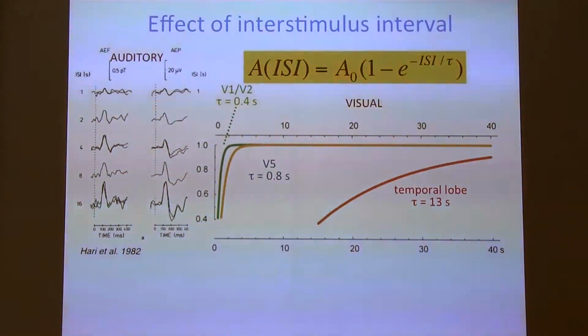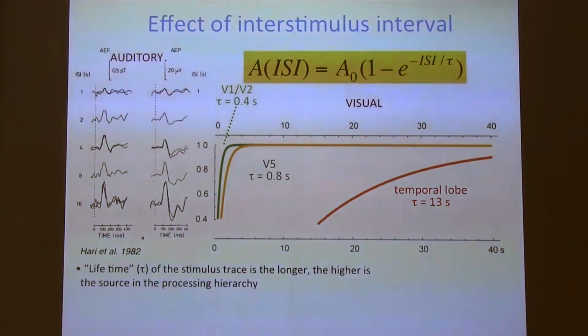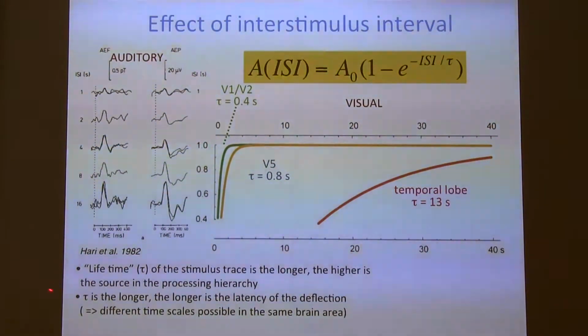So this is just the curves fitted there, and this lifetime is the longer, the higher the source is in the processing hierarchy. That is a very common thing. When you go from primary areas to some higher order areas, this gets longer. And the other thing: tau is the longer, the longer is the latency of the deflection in the response. So early responses are not so sensitive to interstimulus interval, but the long ones are really sensitive.